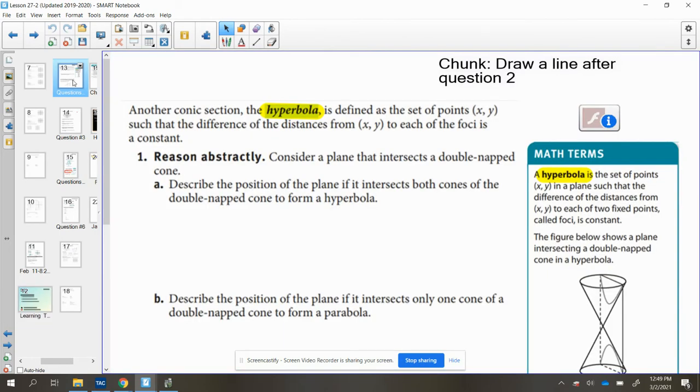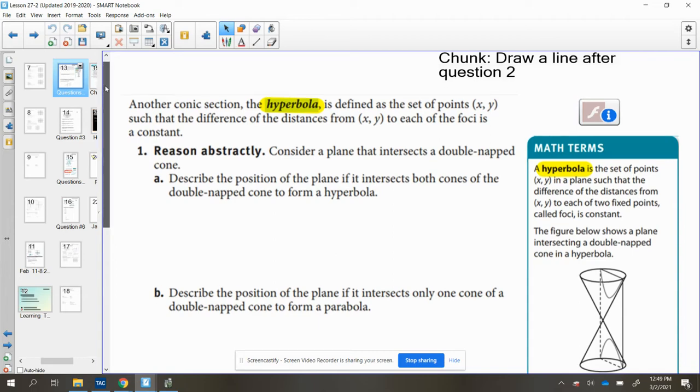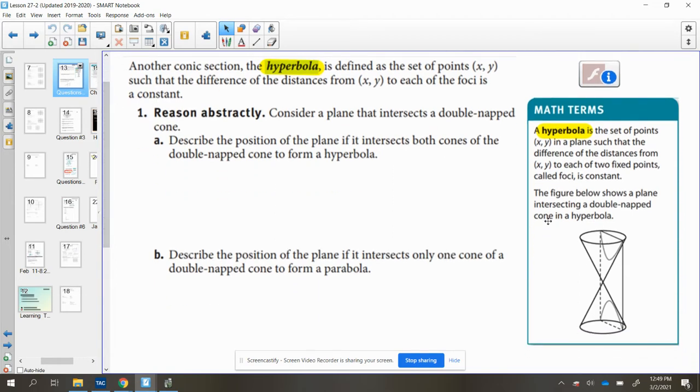So we see on page 365 the definition of our hyperbola, and I like to think of them almost as a double ellipse, really, because we're taking that vertical cut into our double-napped cone, and these double outwardly facing parabolas are officially our hyperbola.